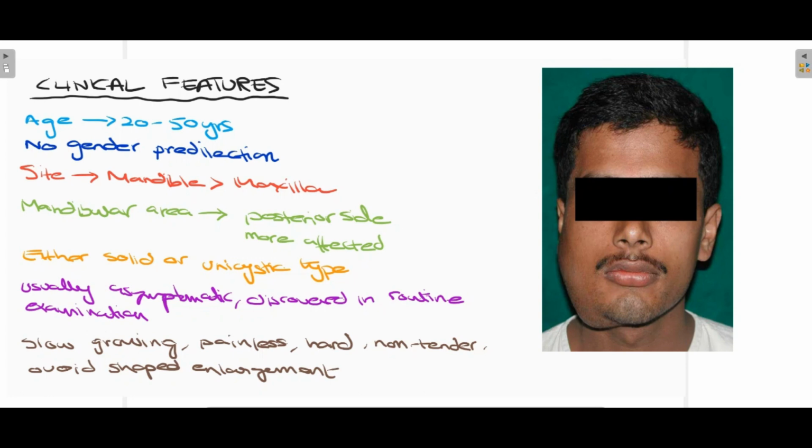It is slow growing. It grows over many years, or at least a few years. It is also painless. It is hard when you palpate it. It is also non-tender. It is most commonly ovoid in shape as it enlarges, as you can see in this clinical picture as well.